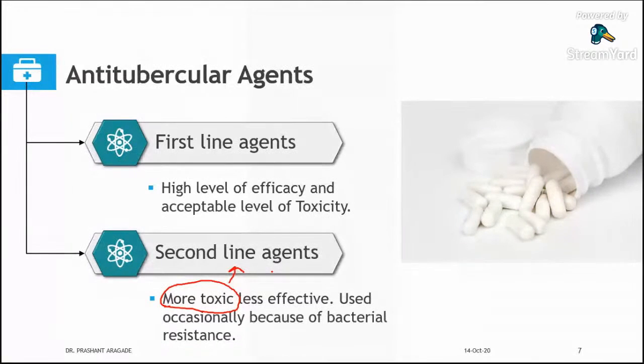Okay. So first line agent means what? More effective, less toxic. And second line agent means what? More toxic and less effective. So this is the classification of antitubercular agents. We will see the examples of each class.